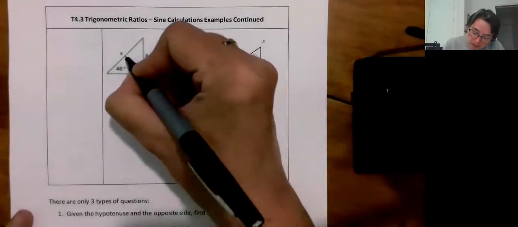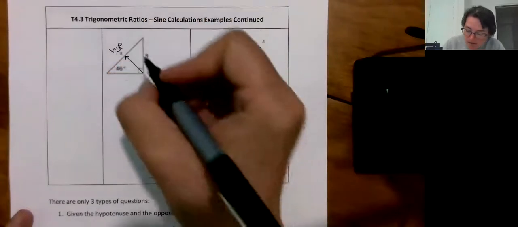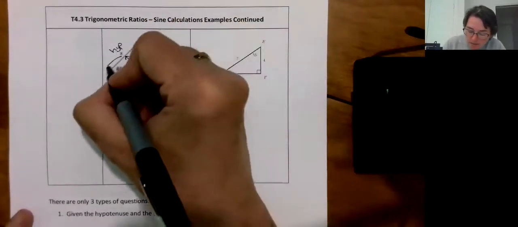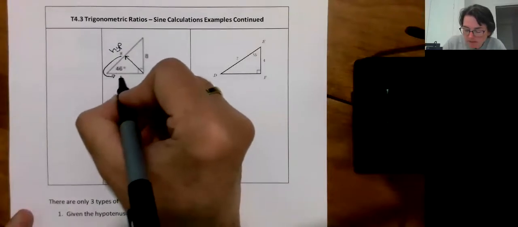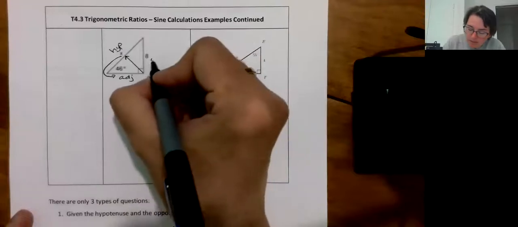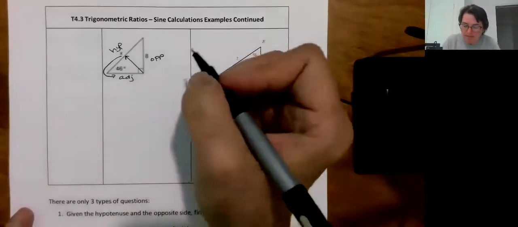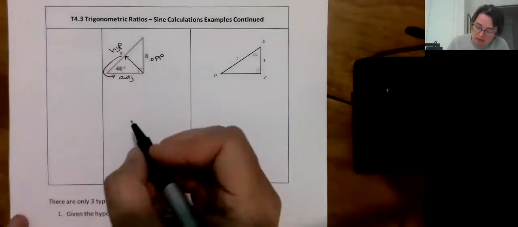So going across, hypotenuse, and we go around our angle, which is 46. That doesn't matter. This makes this adjacent. That's where I was going. And this is opposite side. So in this column, I was writing what we're given and what we want.